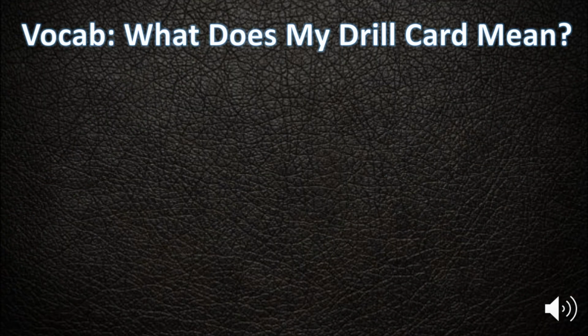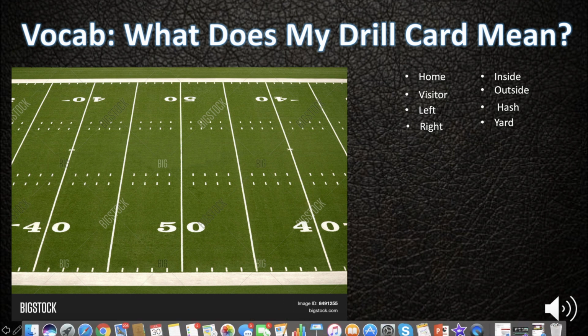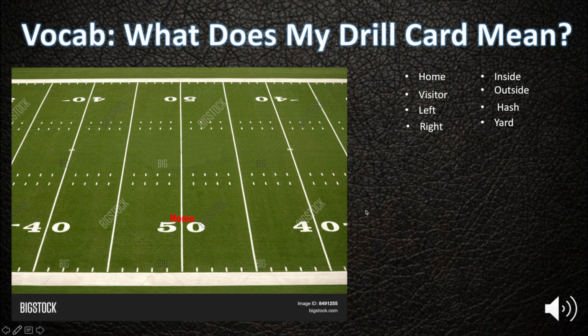Now we're just going to review the vocab words on your drill card, and we're going to try and label these words onto the diagram of this football field that you see right here. We're going to define them so you can truly understand what they mean, because this is where a lot of people tend to get confused. We're going to clarify that so this drill setting process will be easier for us come next season. Alright, so the first one we're going to look at is home.